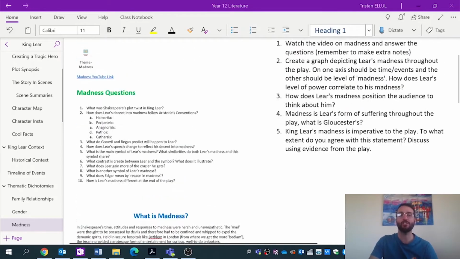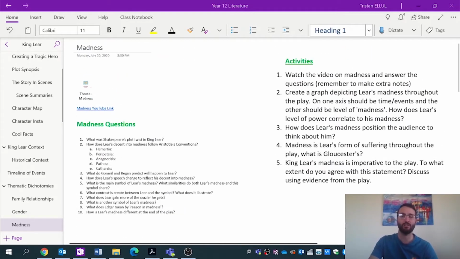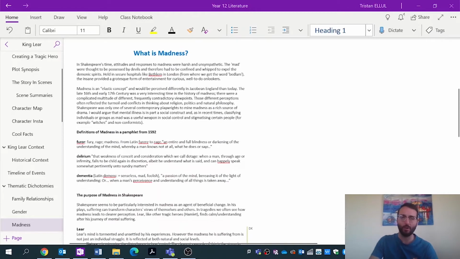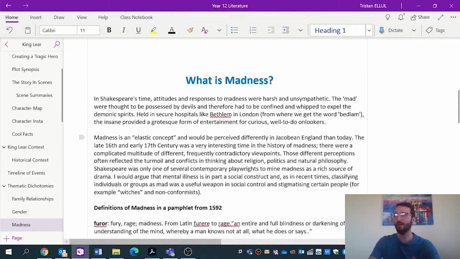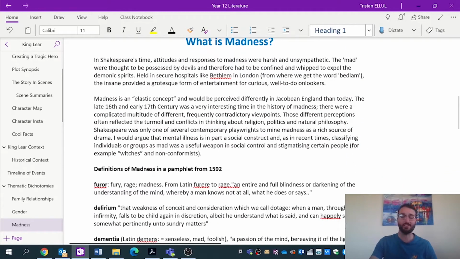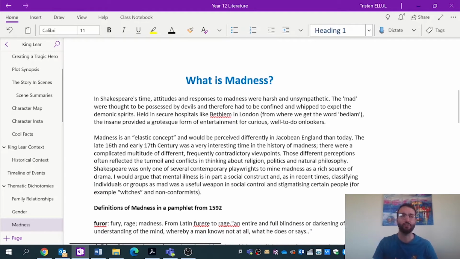I'm going to give you some information on madness and what it is, and then we've got an extra few activities here. One question that I want you to really think about, in particular through the lens of Jacobean society, is what madness was back then, how we look at it differently now, and how we can track Lear's madness through the play.